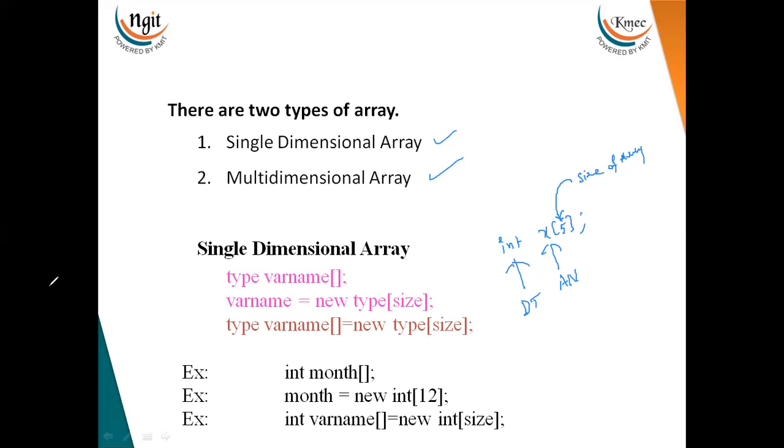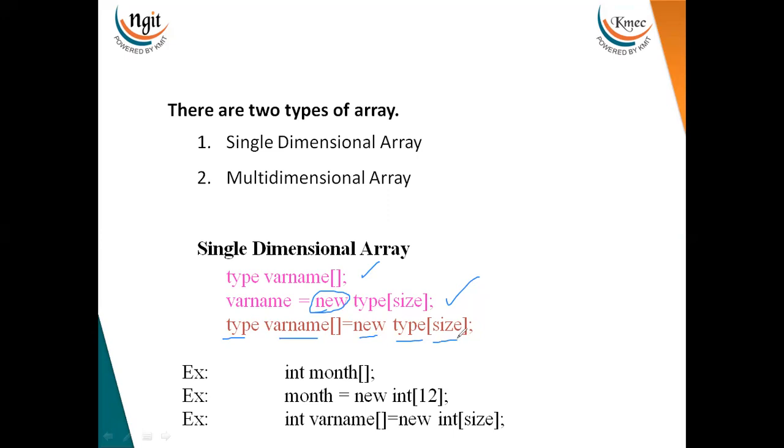Now these are the following syntaxes which are used to declare an array: data type and variable name along with the dimension. Variable name equal to new. By using the new keyword, you can create an array. So data type, variable name with dimension equal to new type and size. How many memory blocks you want to block. So these are all the different examples for the above syntaxes.